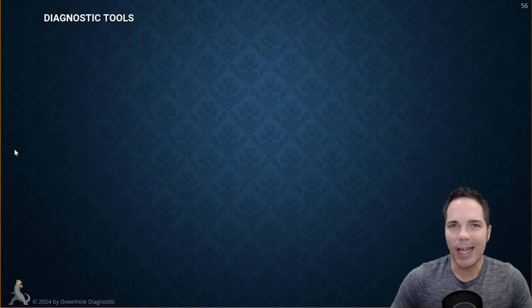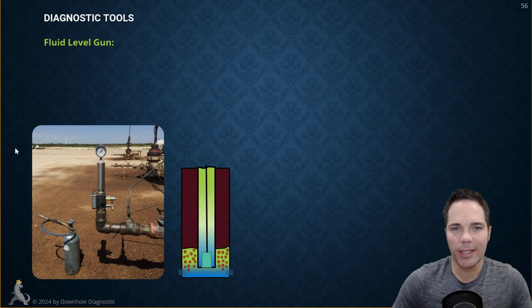And we're going to use our diagnostic tools. So let me quickly detail on a high level what these two tools are. This is the fluid level gun. Okay, you're going to attach this to the wellhead, to the casing right here. You can't see the well in this picture, but it looks the same as these others right here in the background. It's just screwed on right here to the casing.